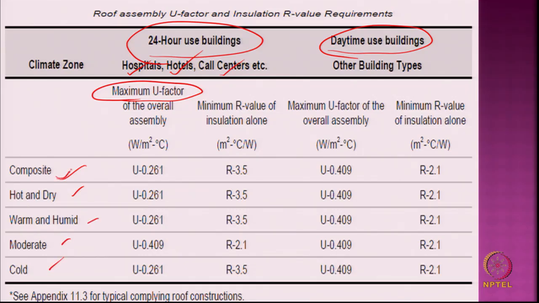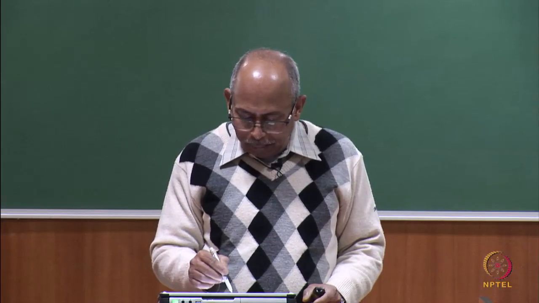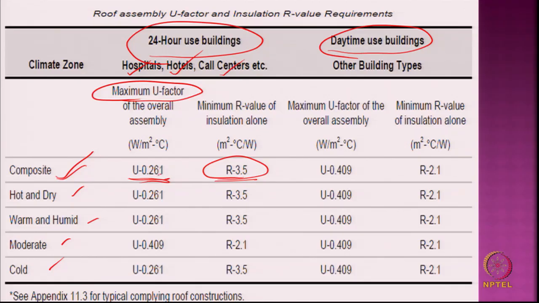For example, for composite monsoon climate, this is 0.261, and the minimum value of insulation alone is also given. Minimum values of insulation are also given in terms of 1 by U. So, the maximum value is U overall, and this is for the insulation alone. So, first you check the U value of whatever is existing, and then you provide a minimum 1 over this, R is U, U is 1 over R.